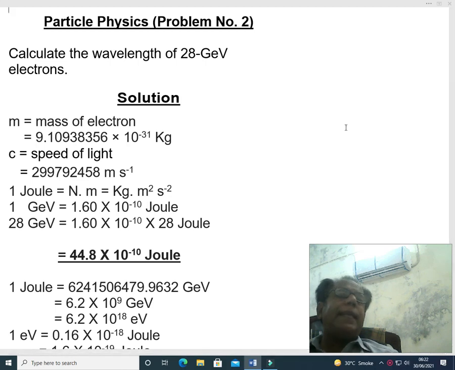This is our second problem of particle physics. Its statement is: calculate the wavelength of 28 giga electron volt electrons. Calculate the wavelength of 28 GeV electrons.